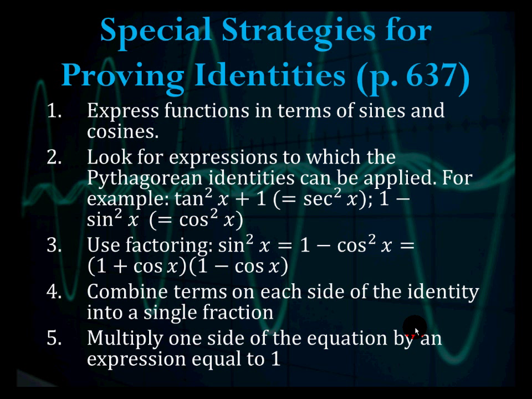And lastly, you can multiply one side of the equation by an expression equal to 1. You cannot cross multiply. You cannot multiply the whole thing out and cancel a cosine squared on the denominator. You may only work one side of the equation. So that means you can write a fraction, then multiply the top and bottom of that fraction by the same thing, but you cannot multiply out a denominator. So let's see how this works.